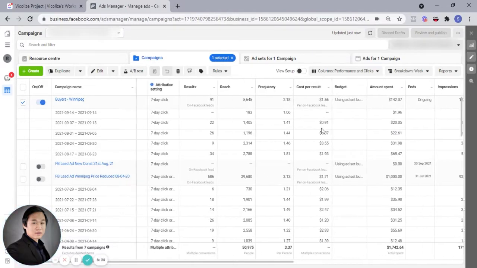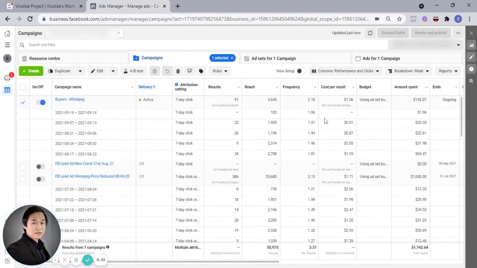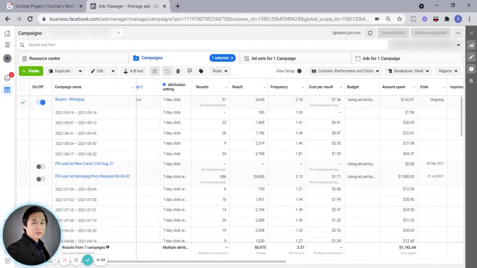Let's move towards reach and frequency. We don't have to be concerned about the reach, because reach depends upon our audiences, but the frequency is really important. Frequency means, if my audience is really small and we are showing our ads 2 times to each person in our audience, then the frequency will be 2. So right now the frequency is 2.18, which means the average person in our audience has seen our ad 2.18 times.